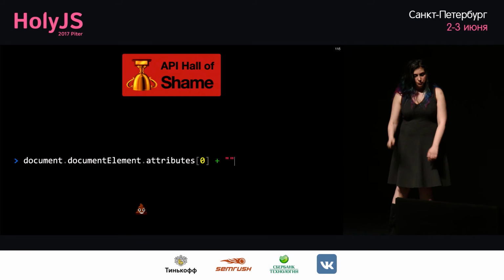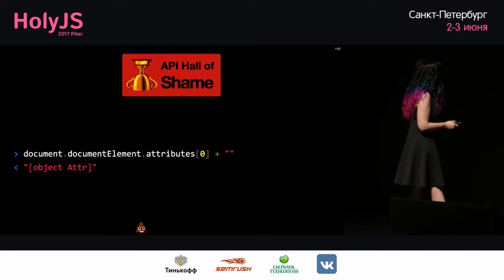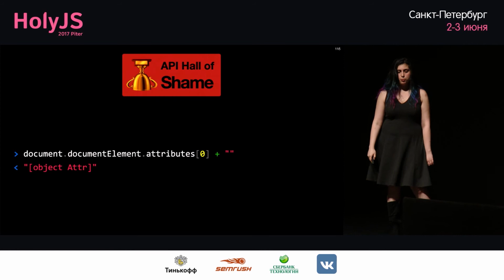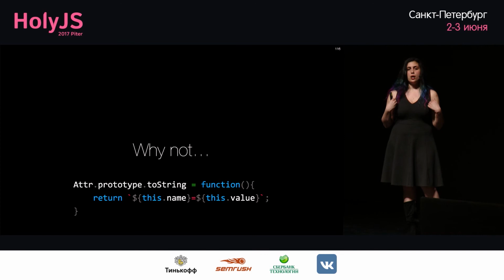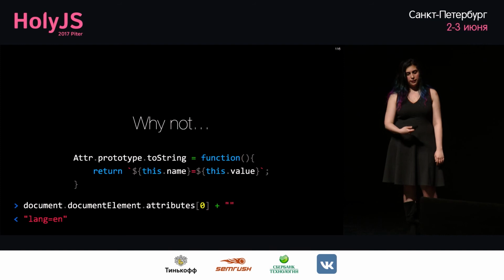So how many of you have used attribute nodes? Yeah, they're kind of an obscure API. If you try to convert them to strings, you just get this, which is just the object default toString method. It's kind of pointless. It doesn't really give you anything. But what if it was our own object, and we could modify it, and we could return something useful? Then if you did the same thing, and you converted them to string, you could get something that's at least useful for debugging, and probably more things as well.